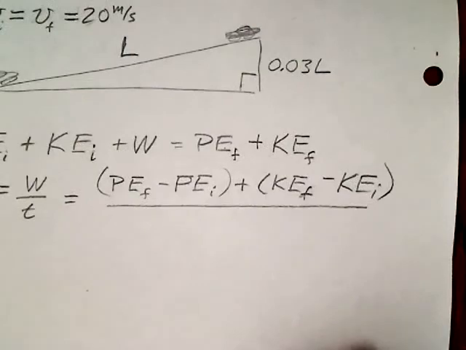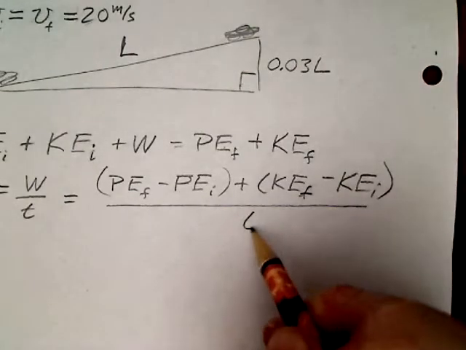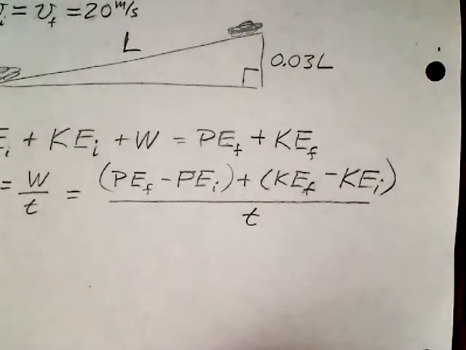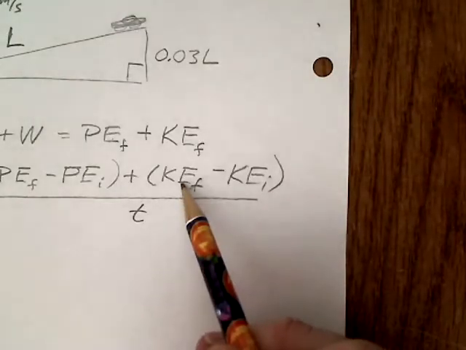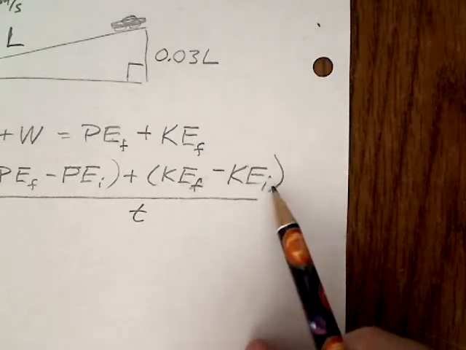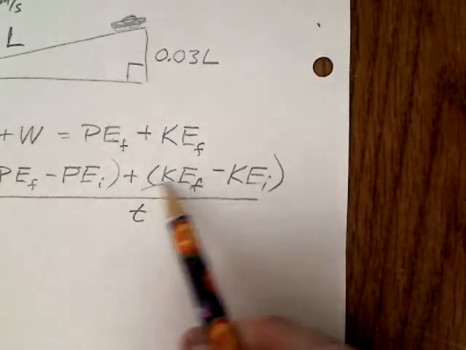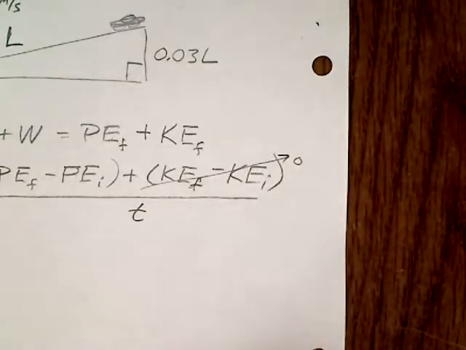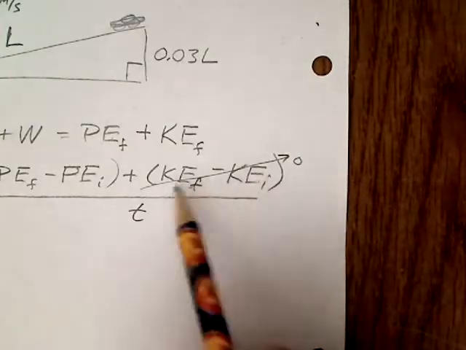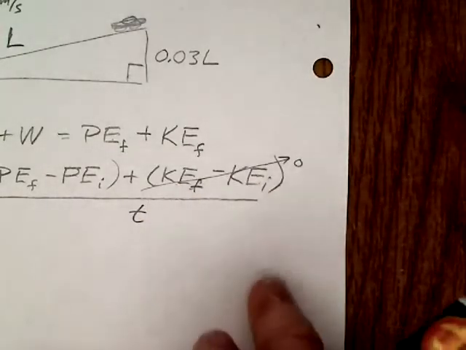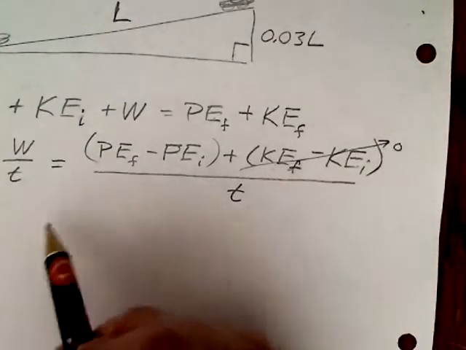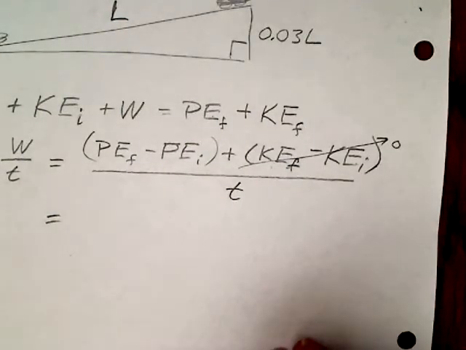all divided by time. Since the speed is unchanged, the initial speed and the final speed are the same, this term is zero. So the individual terms are not zero, but the difference between the two is zero.